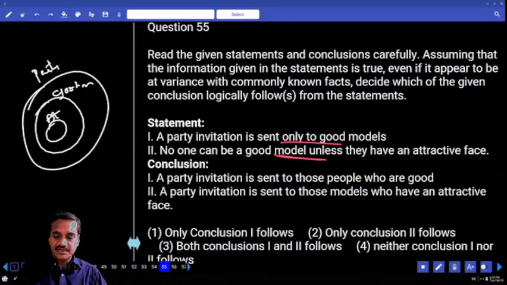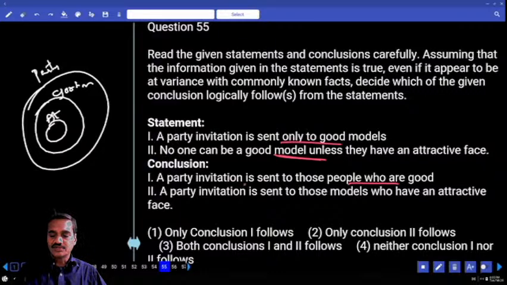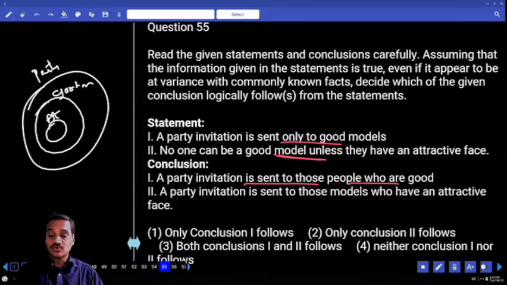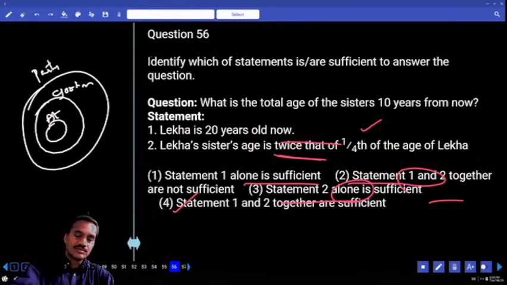Then a party invitation is sent to those people who are good. A party invitation is sent to those who are good. Can we say that or not? Party invitation is sent to those people who are good. It says who are good. What do we need here? A good model should be there. Here he is talking about good in what sense? Maybe the persons are good, or the models are good, or the face is good, nothing has been said. Or their character is good, nothing is said about that. And a party invitation is sent to those models who have an attractive face. Right? Hence what is your answer? Only 2. 55. Then coming to 56.